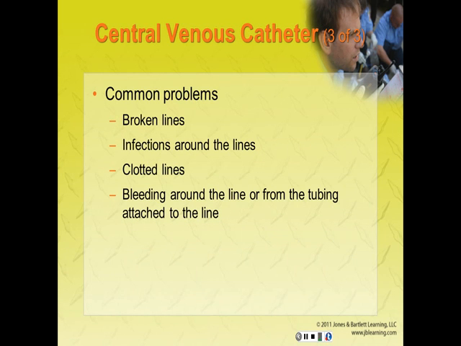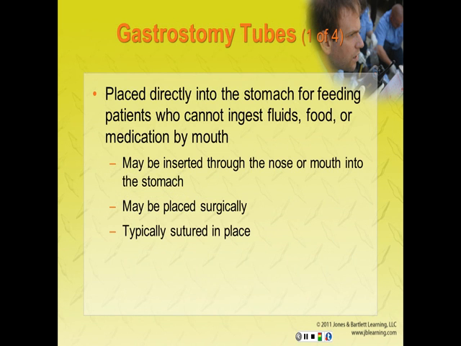Some common problems associated with central venous catheters include broken lines, infections around the lines, clotted lines, and bleeding around the lines or from the tubing attached to the line.